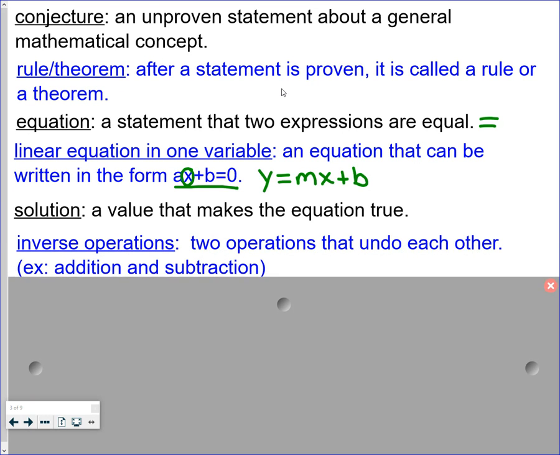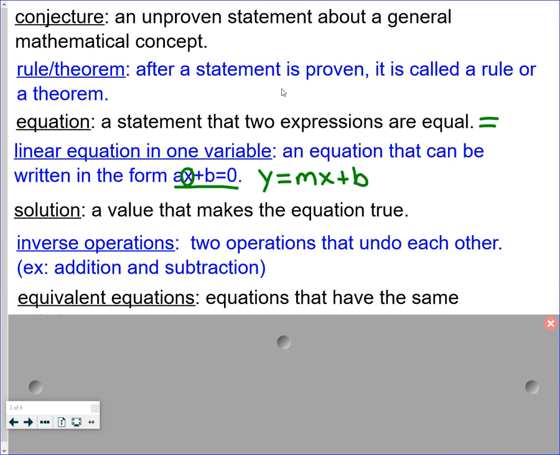Inverse operations, things that undo each other. So this is when we're solving equations. How do you get rid of plus something? You minus something. How do you get rid of multiplying by something? You divide by something. So you just kind of do the opposite. The inverse and the opposite, kind of the same.